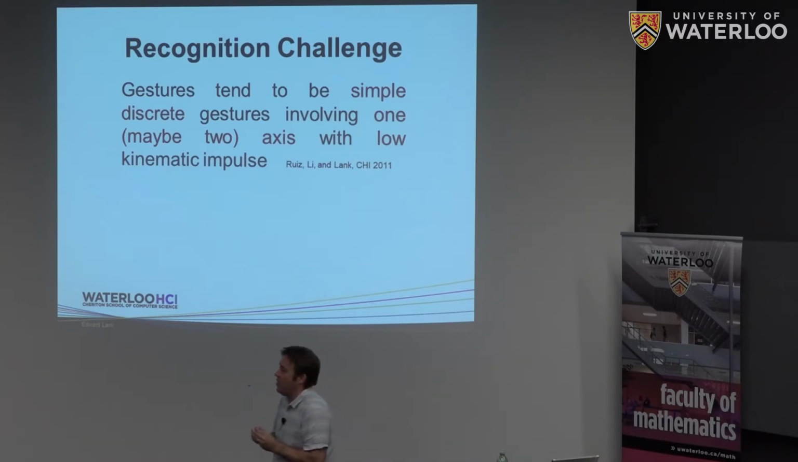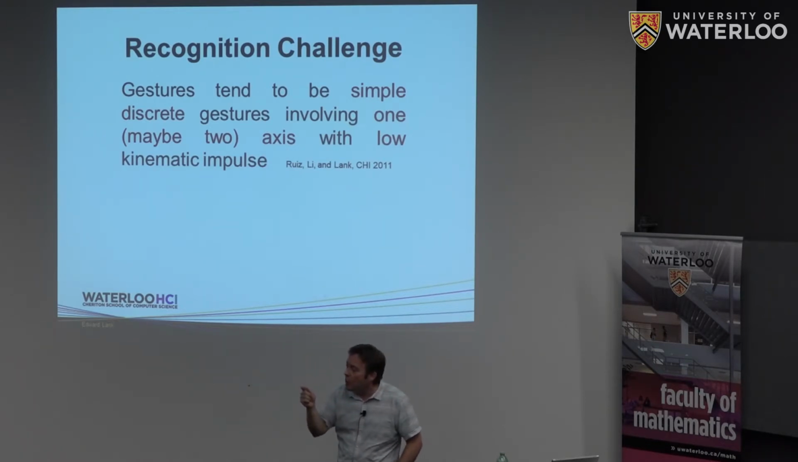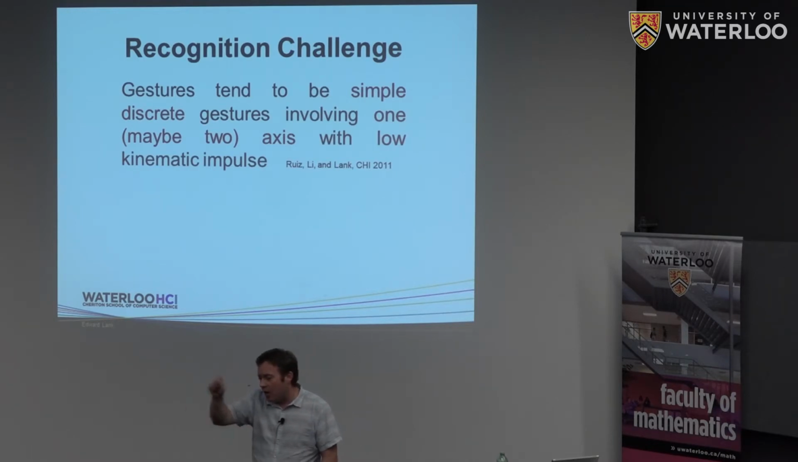And these things make sense when you think about it. So it's easier to remember a short gesture, like a check mark, than a long gesture, like a squiggly line. How many times did I go around? I have no idea. So they tend to be simple, discrete gestures. They involve maybe one, maybe two axes of input. And the reason that they do is because one axis is easy, two axes a little bit harder. If I'm going to do right angles between two things, it's easy here, it's a little bit harder here. As you add more axes, the deviation gets a little bit harder for users to figure out.